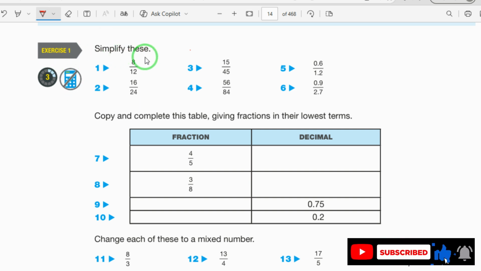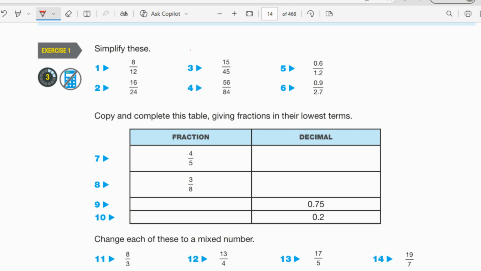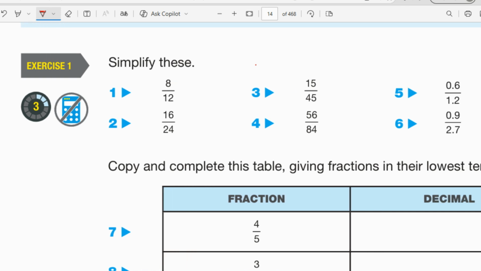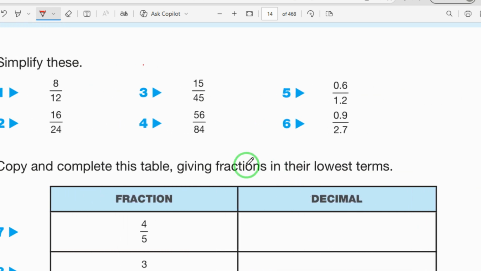First, here it says to simplify this exercise. How can we simplify this fraction? Here, to simplify, first we can write instead of 8, 2 times 4. 2 times 4 is 8. Instead of 12, we can write 2 times 6. So here we directly simplify 2, and just 4 over 6 remains.